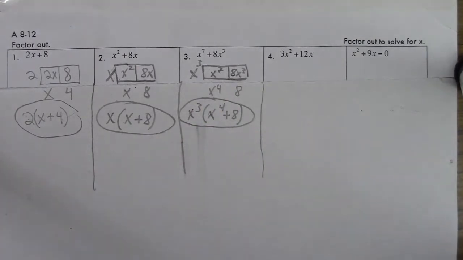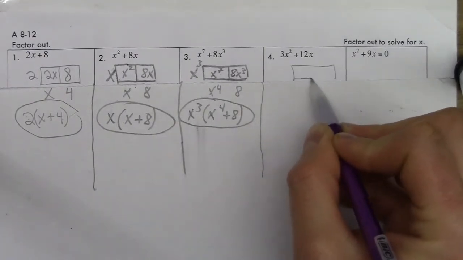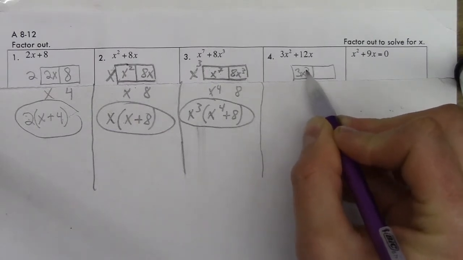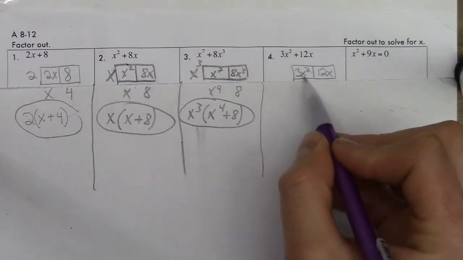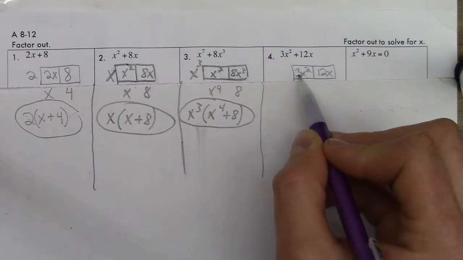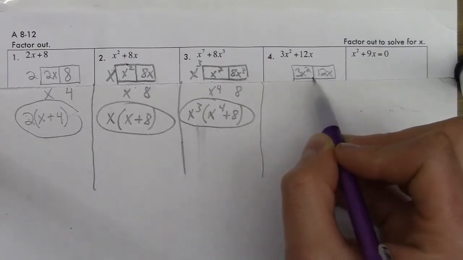Okay. Number 4. We've got 2, so I'm going to draw a box with 2. We've got 3x squared and 12x. So x's are in common and the number too. 3 can be divided into both of them, 3 and 12. Yeah, you can divide by 3.